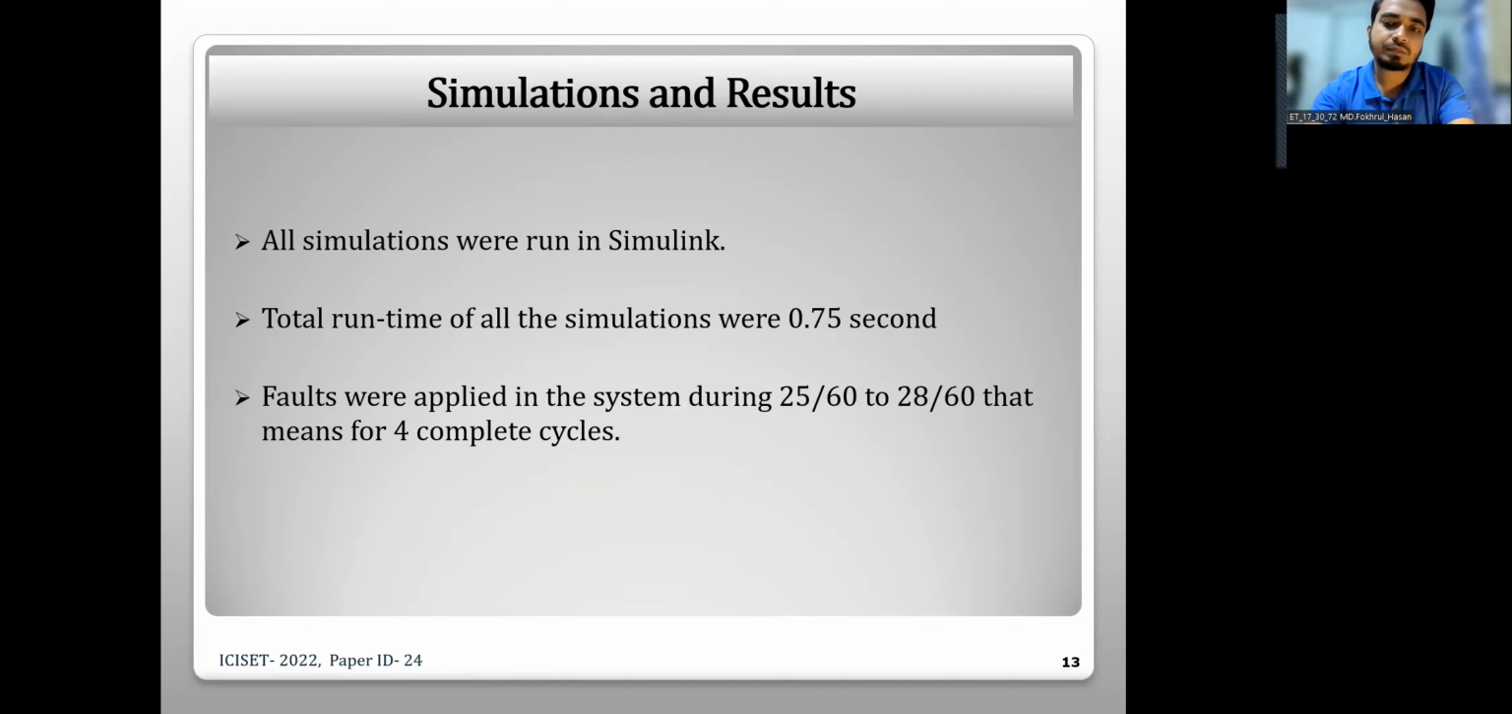Simulation and results. All simulations were run in Simulink. Total runtime of all the simulations was 0.75 seconds. Faults were applied in the system during 25/60 to 28/60 seconds. That means for 4 complete cycles.